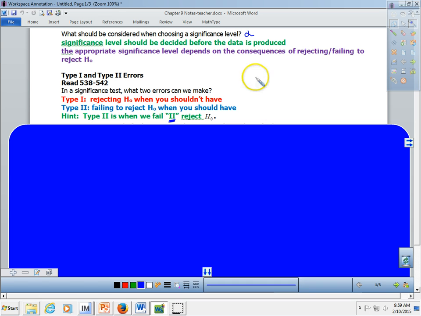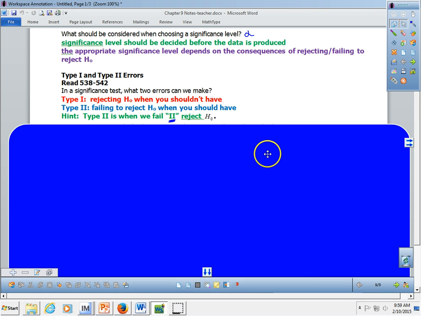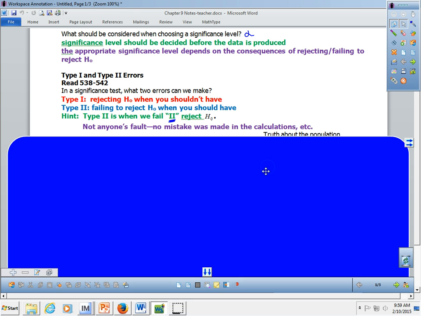Now, if an error is made in a test, does that mean that we screwed up? And the answer to that's no. It's not anybody's fault when we make a mistake. As long as the data is collected properly and certain conditions are met, which we'll talk about later, then it's not really anybody's fault. It's just what the sample produced.